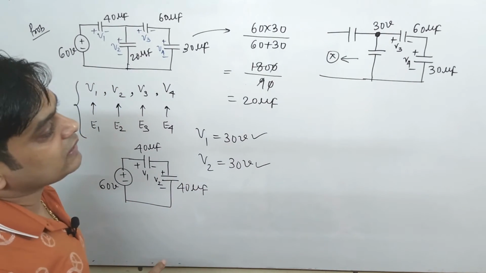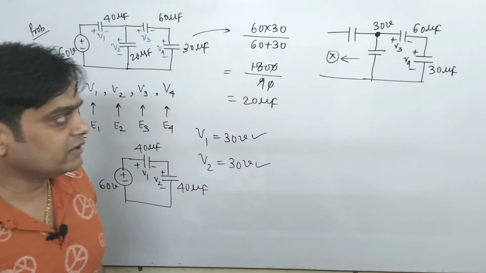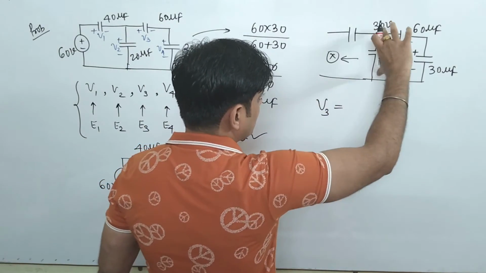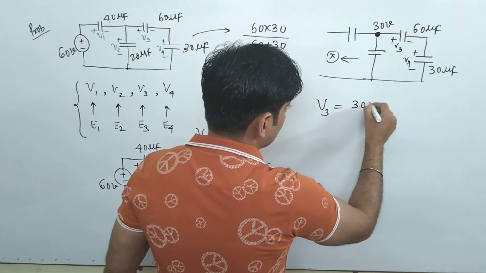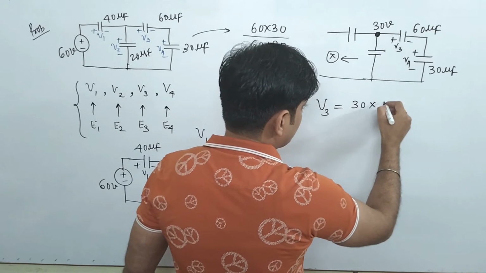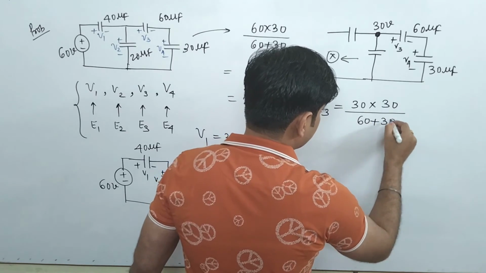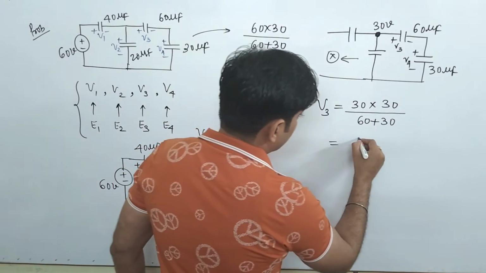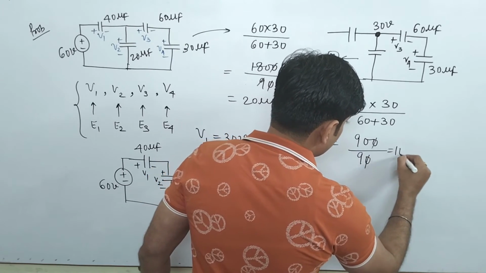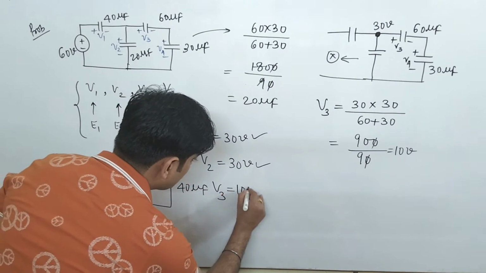For finding out the value of V3 and V4, since you know the voltage, that is 30 volt, can you apply the voltage division rule? Yes, the value of V3 comes to be what? The voltage applied here is 30 into, when we find the voltage across this capacitor, we have to take the other one as per our formula, that is 30 upon 60 plus 30. So that comes to be how much? It is 900 upon 90, or you can say it is 10 volt. So the value of V3 is 10 volt. Very simple.